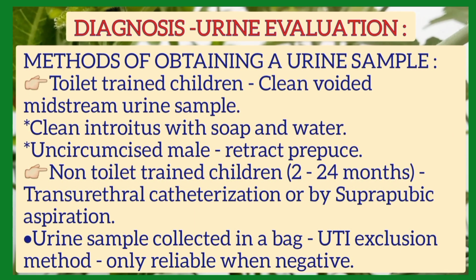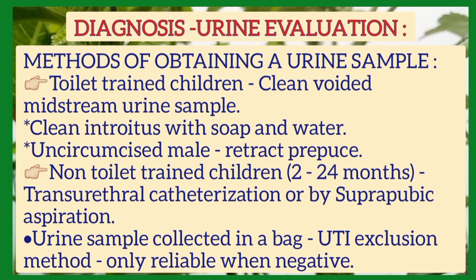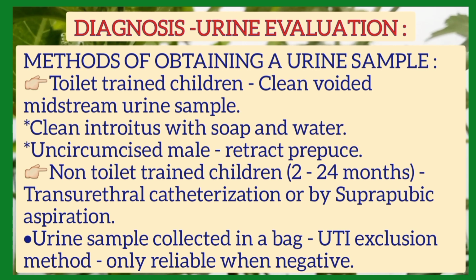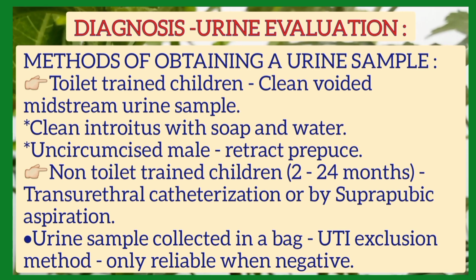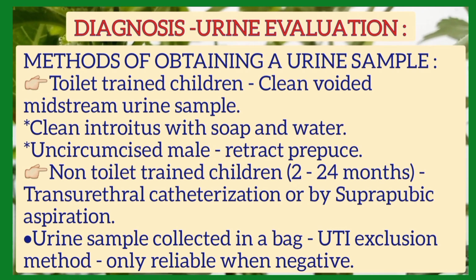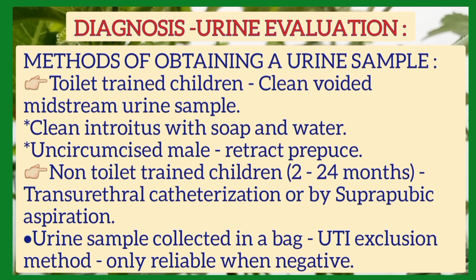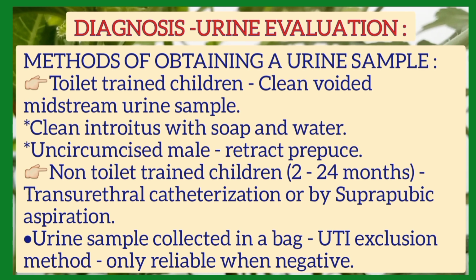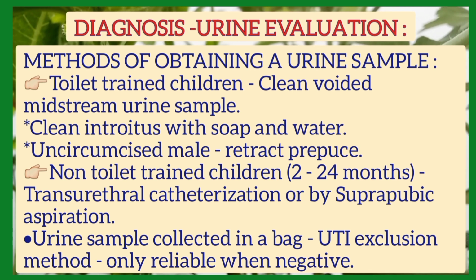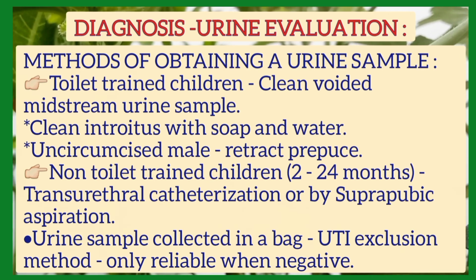In toilet-trained children, a clean voided midstream urine sample is required, and for this, clean the introitus with soap and water, and in uncircumcised males, the prepuce should be retracted. Now, in non-toilet trained children, that is 2 to 24 months of age, a urine sample is collected by transurethral catheterization or by suprapubic aspiration. A urine sample collected in a bag is a UTI exclusion method, that is, it is only reliable when it is negative.